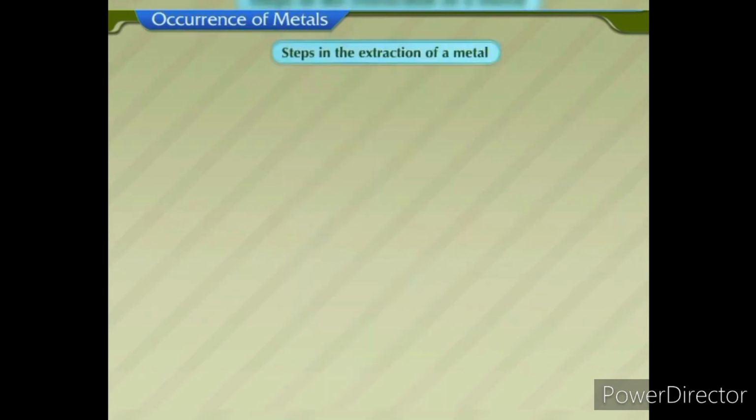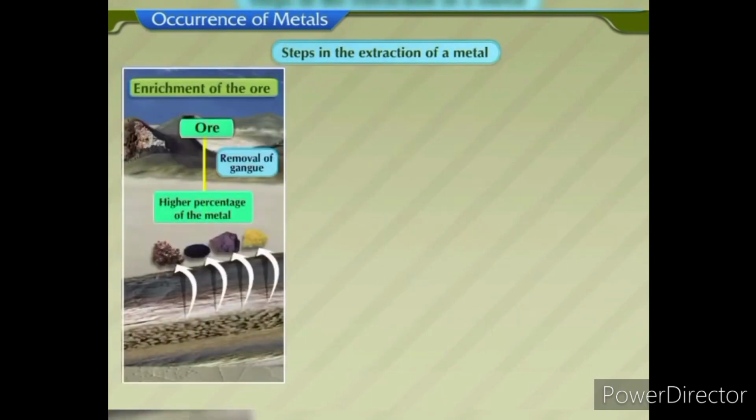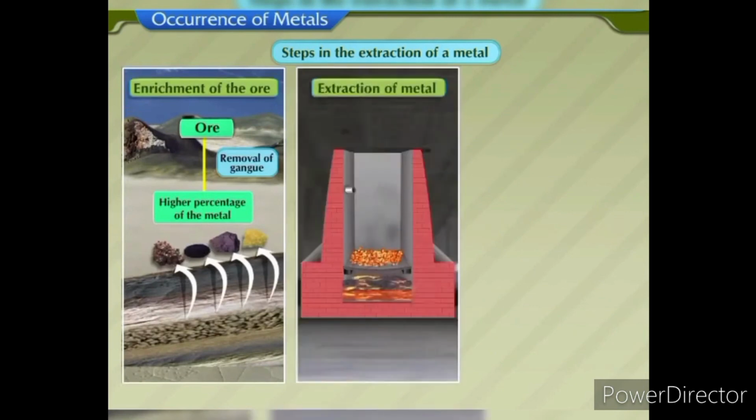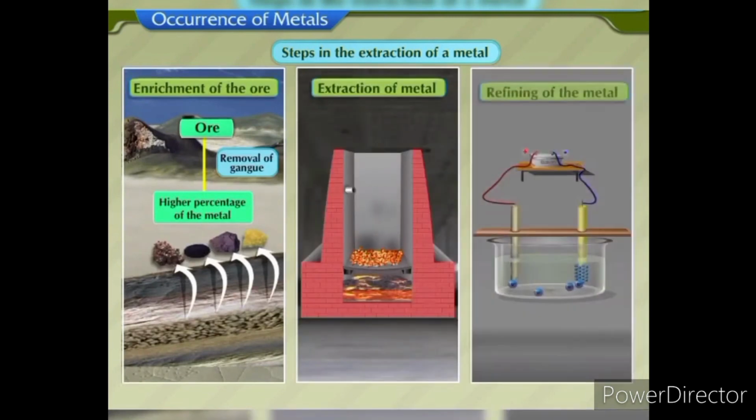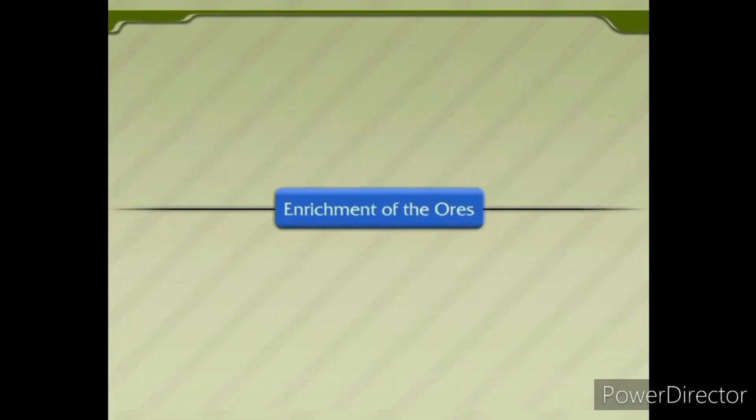The steps in the extraction of a metal from its ore are enrichment of the ore, followed by the actual extraction of the metal and finally refining of the metal. Enrichment of the ores.